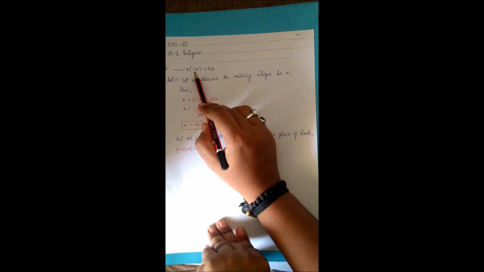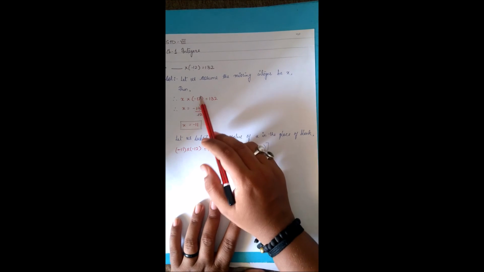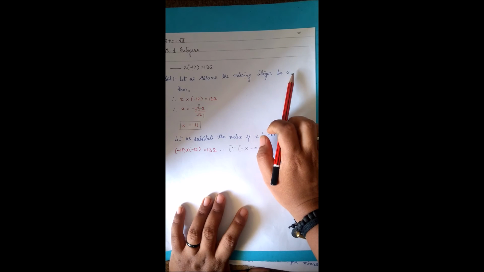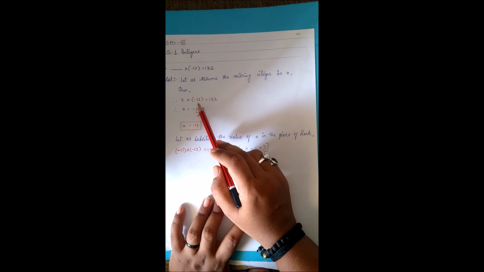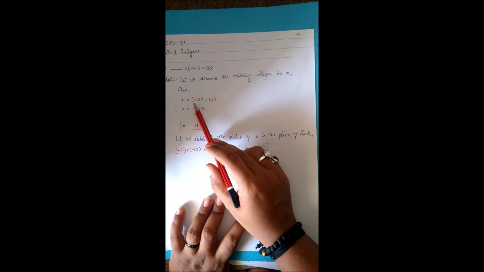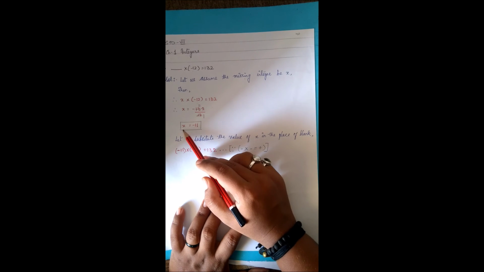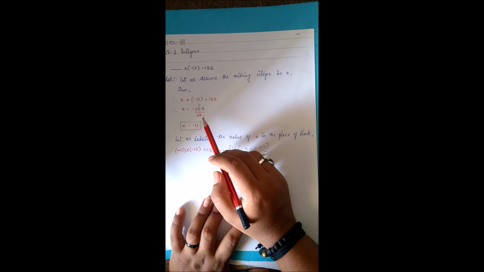Now dash into minus 12 equals 132. So assume the missing integer to be x. So x into minus 12 equals 132. We will bring minus 12 here and it will become divide in division. So 132 divided by minus 12. So 12 elevens are 132. So the answer is x equals minus 11.